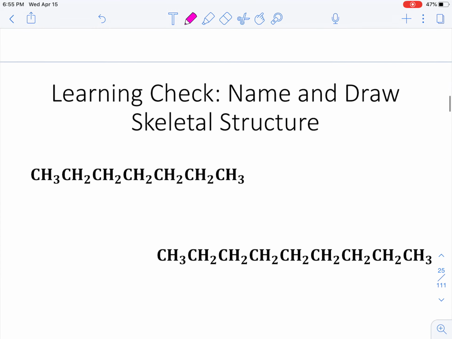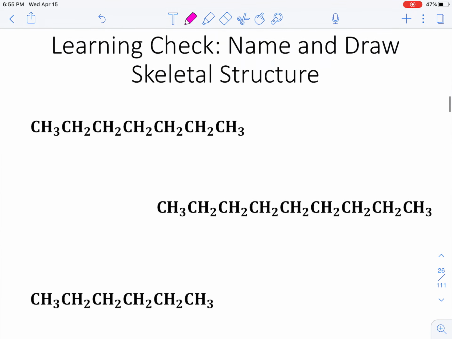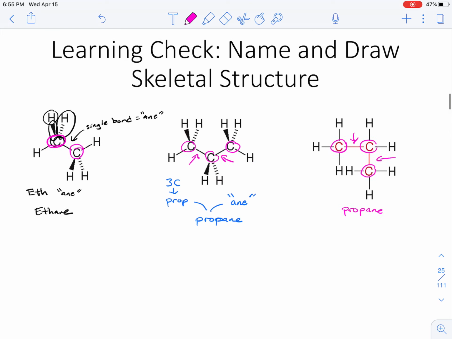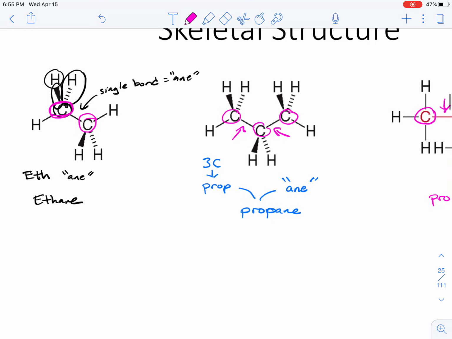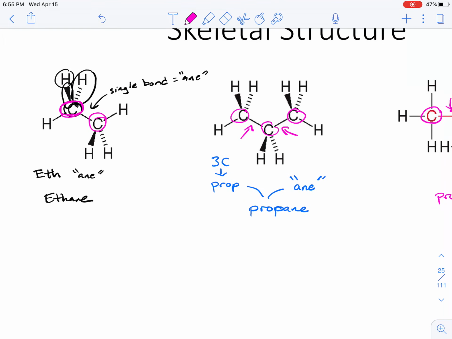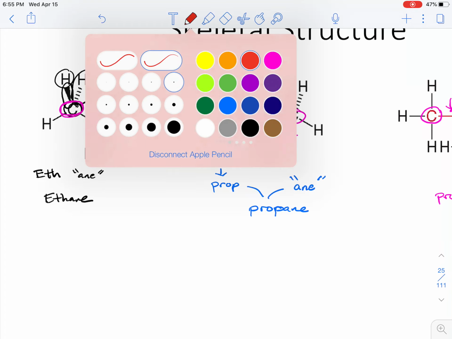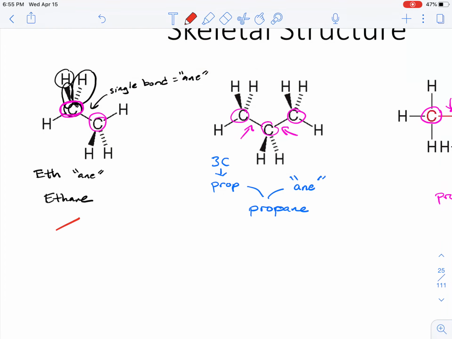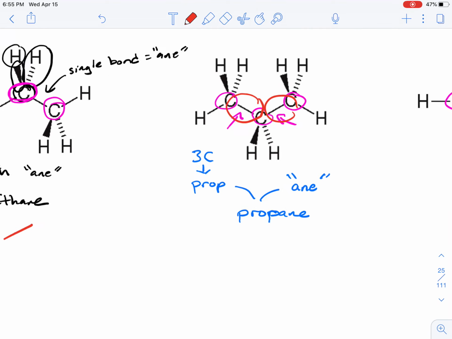And so let's go ahead and look at a couple more examples. We were supposed to draw the skeletal structure for these 2. So very quickly, to draw the skeletal structure for ethane, 2 carbons, just 1 line, we're done. Here for propane, notice how there's a line here and a line there. I'll go ahead and zoom in.